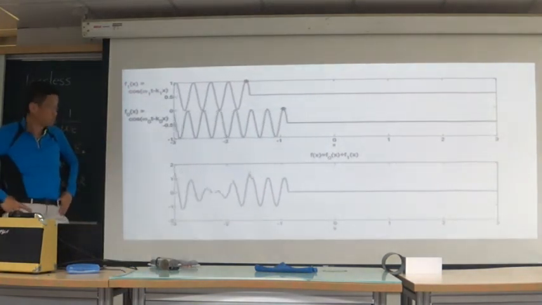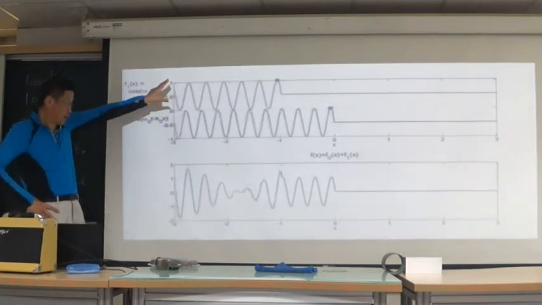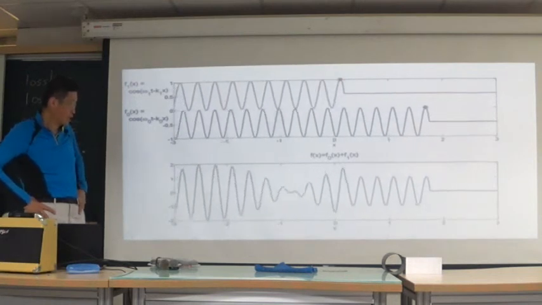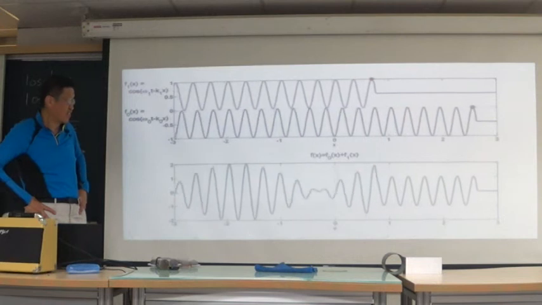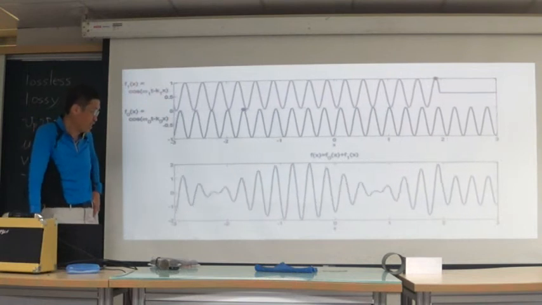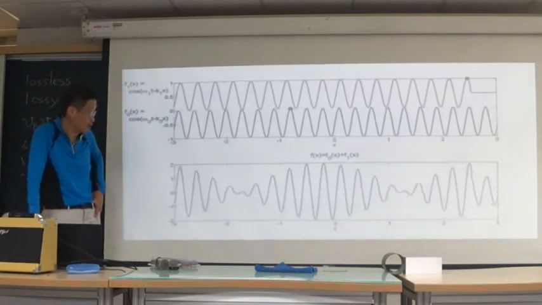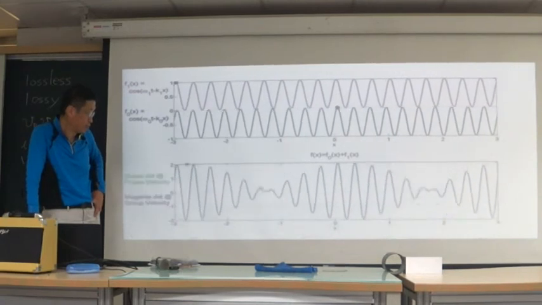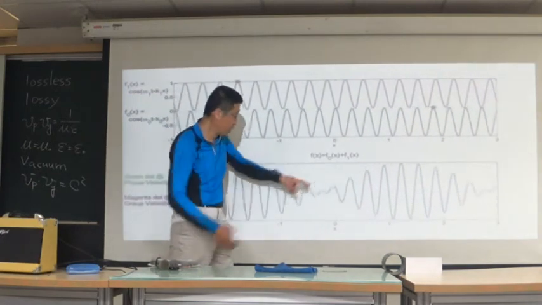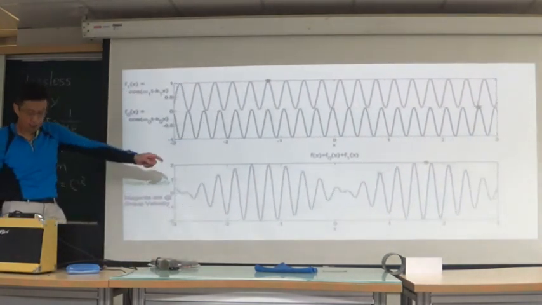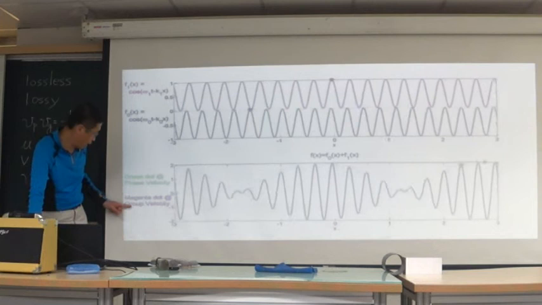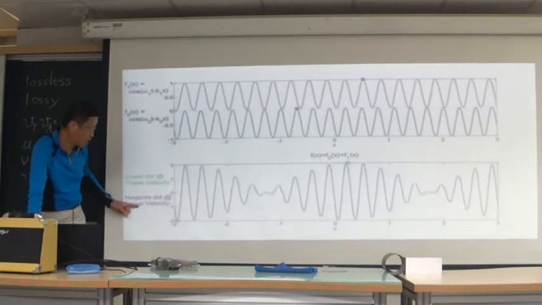Okay. Once again, two waves missing. That's another case. Group velocity is faster than the phase velocity. How to say that? Okay, see. That's the group velocity, a wave packet, a group. Sorry, the green dot is the phase velocity, and the red dot is the group velocity.